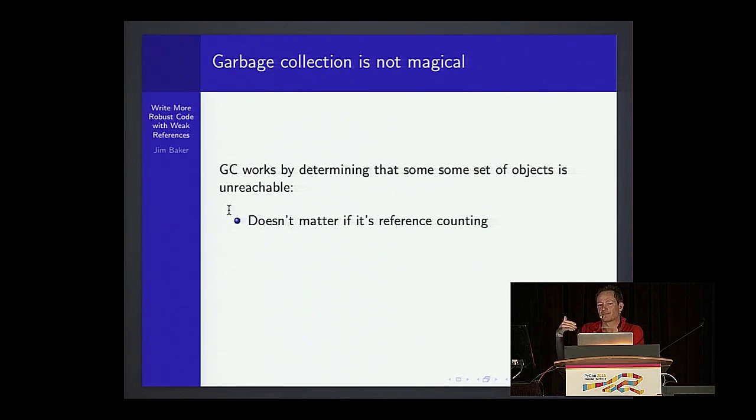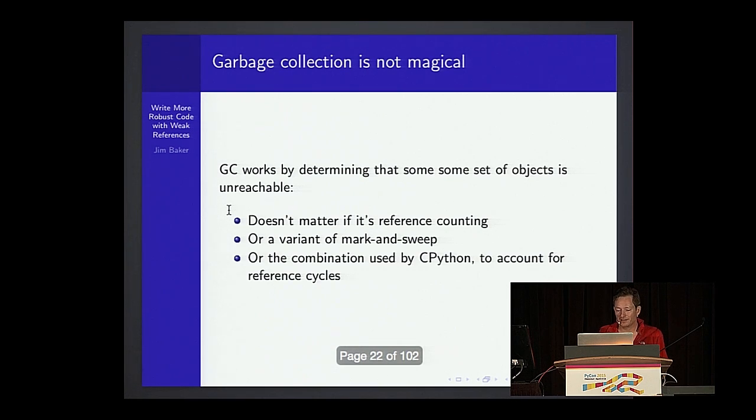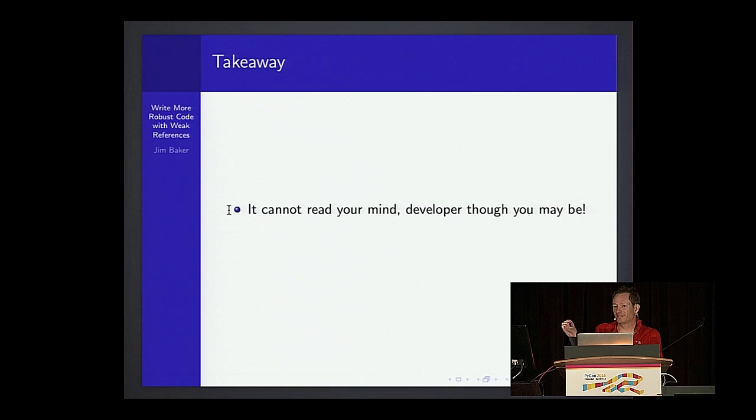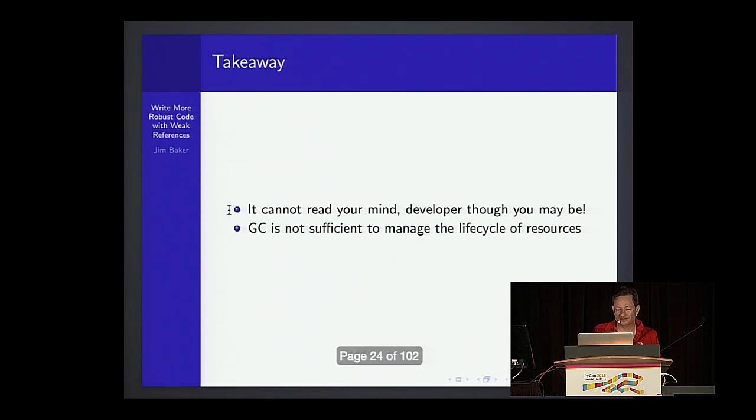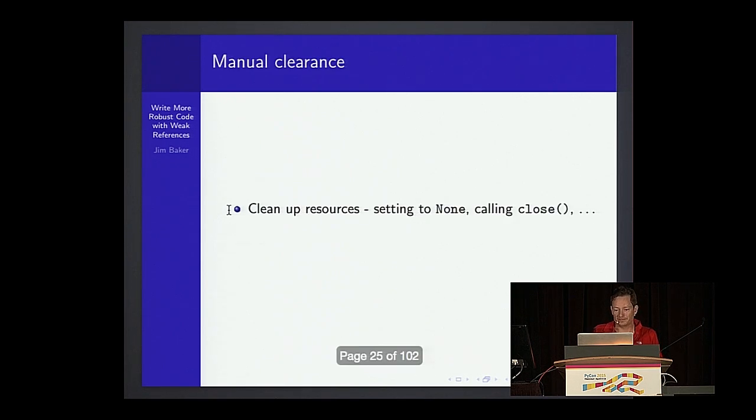Instead, it's going to work on some principles around how references work. So it doesn't matter if it's reference counting or some variant of mark and sweep, like you see in, say, Java-based Jython or in PyPy, or some combination as we see with CPython, which actually does do a full mark and sweep occasionally. So the GC cannot read your mind. You may be a developer, it cannot do that. It's not sufficient.